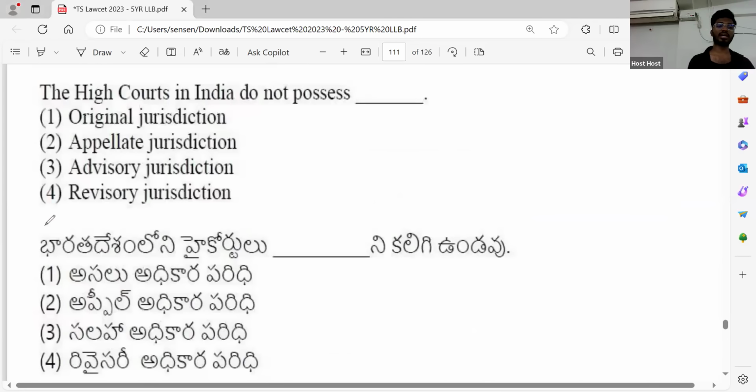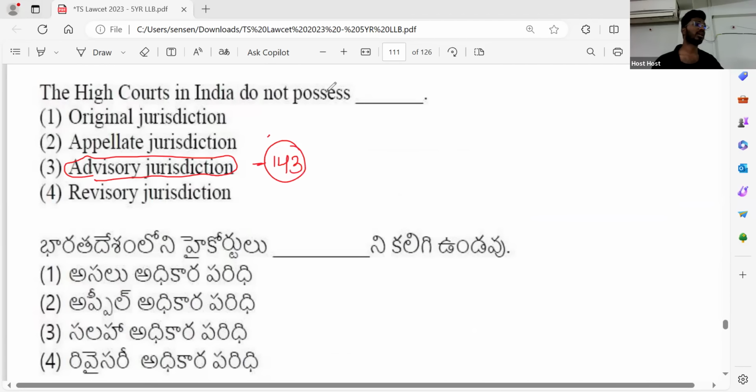The High Courts in India do not possess advisory jurisdiction. Advisory jurisdiction is only given to the Supreme Court under Article 143. Now, what is advisory jurisdiction? Whenever the President has any doubt, the President will knock the door of the Supreme Court and say, dear Supreme Court, I have this doubt. Then the Supreme Court will give its advice to the President. And the advice given by the Supreme Court to the President is not binding on him, which means that if he wants, he can follow it. If he doesn't want, he need not follow it also.